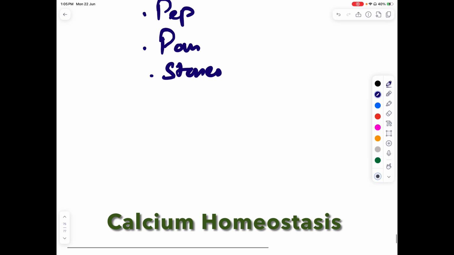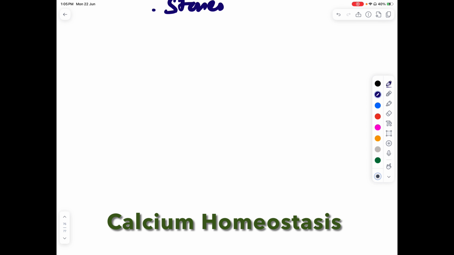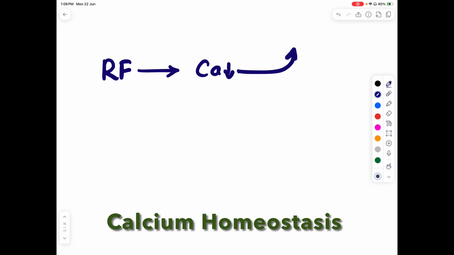How could renal failure cause hyperparathyroidism? Kidneys are failing, so that leads to loss of calcium. A lot of calcium is lost, and that stimulates the parathyroid gland to release parathormone. So that leads to hyperparathyroidism.